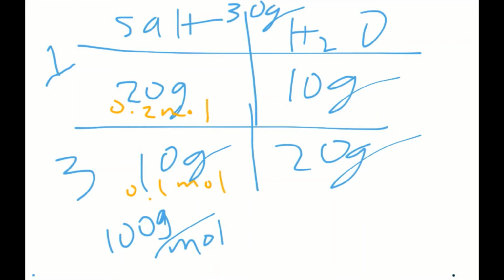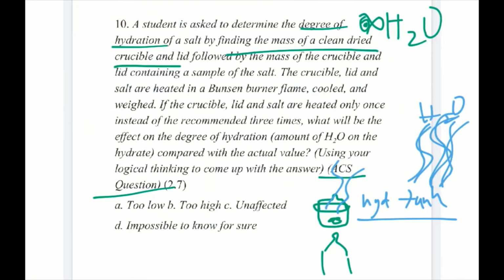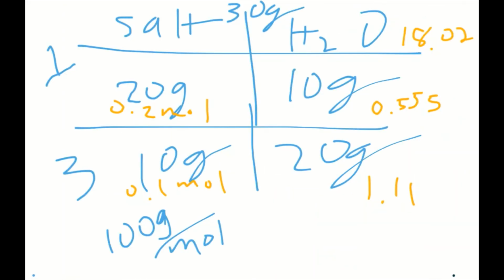And on the right hand side, we know that the molar mass of water is 18.02, so 10 divided by 18.02 is 0.555, and 20 divided by 18.02 is 1.11. So notice how I'm ignoring significant figures because in this problem we just need to know A, B, C, or D. So this is not a lab, this is just a simulation. So we don't have to be too serious about this in terms of sig figs.